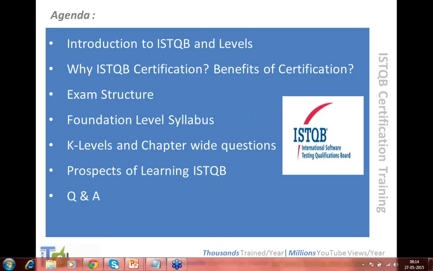Otherwise, as I said, the agenda is pretty much packed like this. We'll introduce the ISTQB and different levels, why the certification, benefits of it, exam structure, foundation level syllabus, what are the different K levels or cognitive levels, and chapter-wise questions. Of course, prospects of going through this ISTQB certification. Okay.